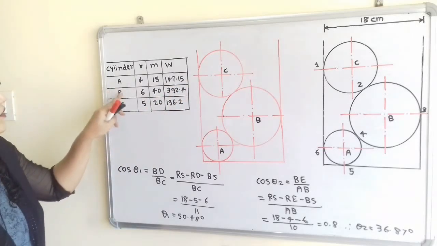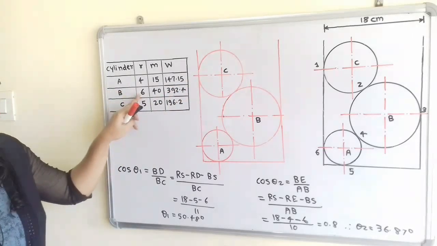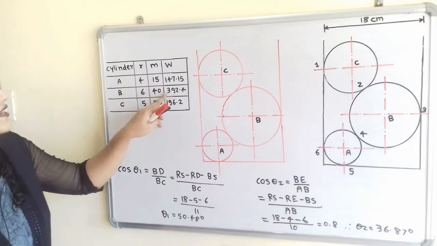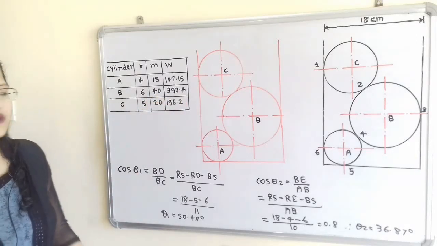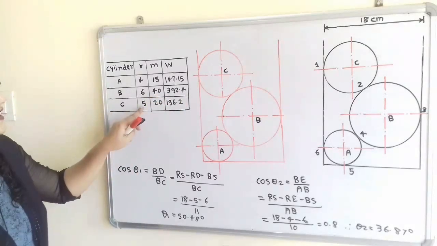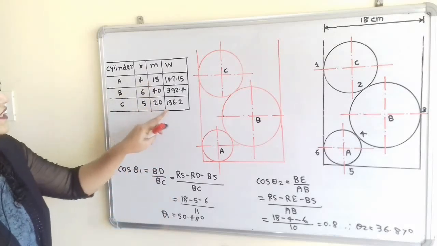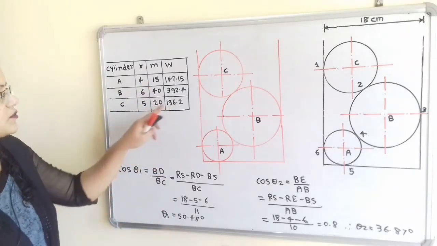In the same way, for cylinder B, radius 6 cm, mass 40 kg, weight 392.4 Newton. Then for cylinder C, radius 5 cm, mass 20 kg and weight 196.2 Newton.